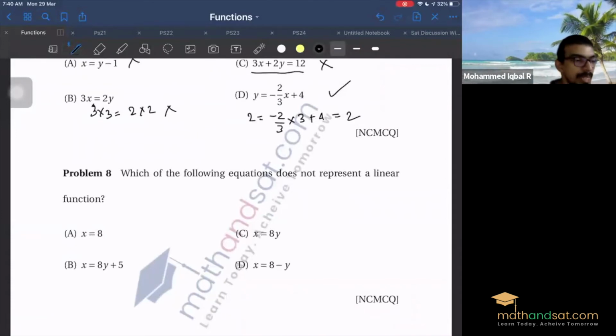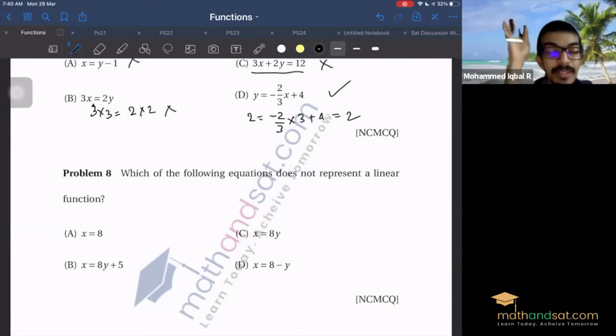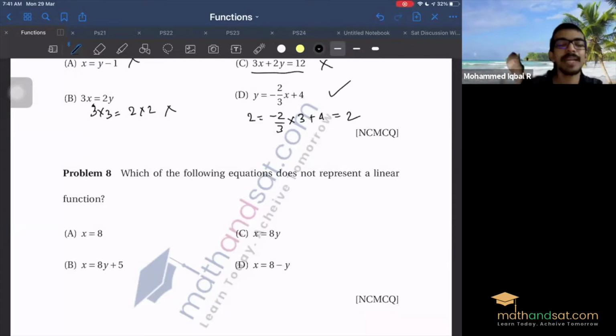Now question number 8. Which of the following equations does not represent a linear function? Now here, please listen carefully. You look at every option. Instead of y as something in terms of x, we have x in terms of y. Okay, we have x in terms of y.